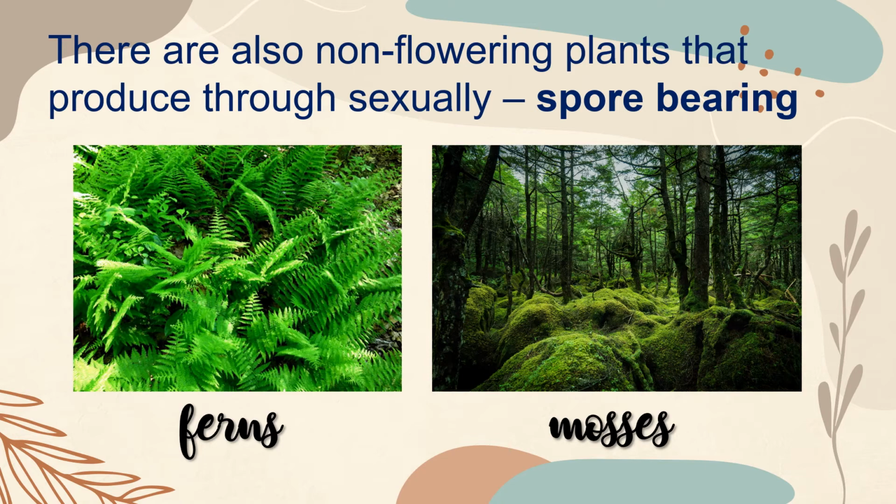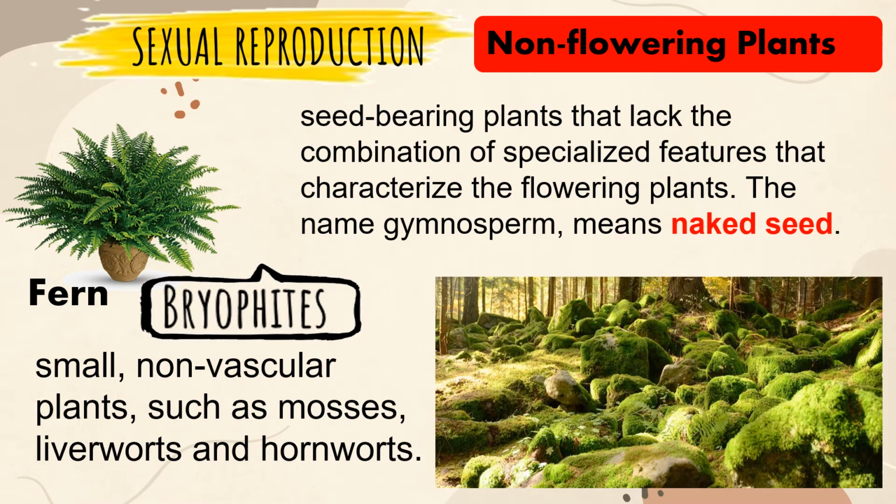But then there are also non-flowering plants that reproduce sexually. We call them spore-bearing plants. As examples, we have ferns and mosses. Eventually, ferns and mosses are non-flowering plants, but they are reproducing sexually.